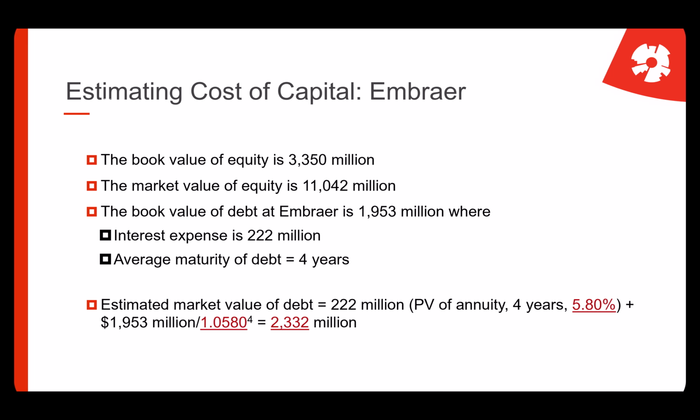This includes the annual interest expense of 222 million, treated as a 4-year annuity, plus the repayment of the principal at maturity. This results in a market value of debt of about 2.33 billion. Now, these market values of equity and debt can then be used to calculate the weights in the WACC formula.